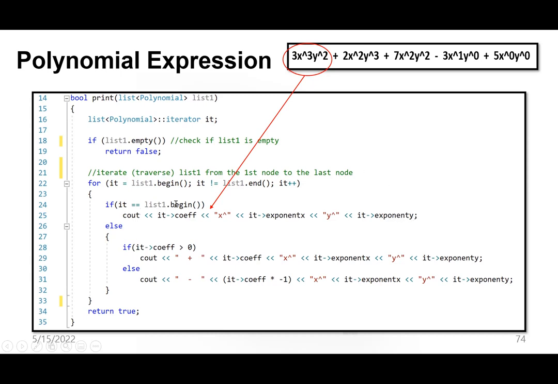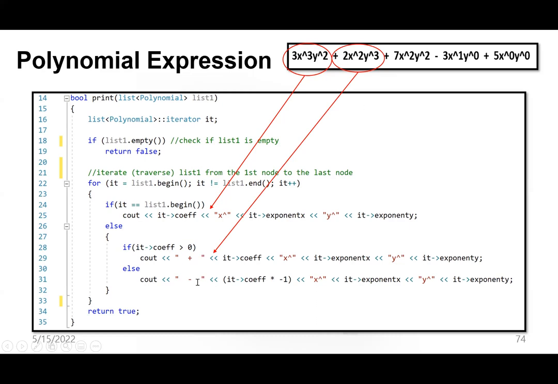Okay, if this is not the first node, then I will go to the else part here, but inside I still have 2 cases. If my coefficient is more than 0, I have to print a plus. Else I have to print a minus, right? So this one here, the first cout, is to print something like this. Because my 2 is a positive value, so I have to put plus 2x power 2, y power 3.